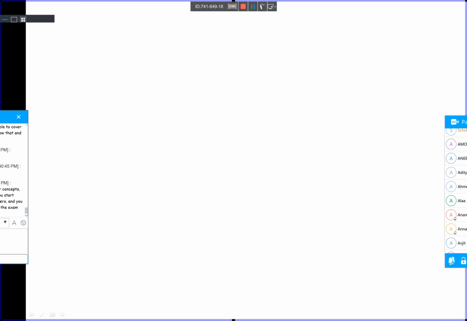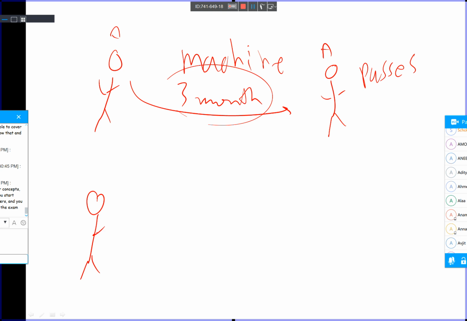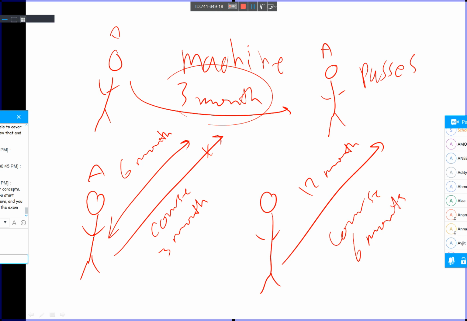So what I'm trying to say is, we're not a machine. The course is not a machine that will produce student A, 3 months, student A passes. It's not like that. The course will speed up your process. So student A needs to climb this mountain to pass, and for them to climb, they need 6 months. We will make it faster. With the course, you'll need 3. Student B needs to climb their own mountain, and they need a year, 12 months. With the course, you'll need 6 months. You see? So you're competing with yourself. Don't measure yourself against other people.